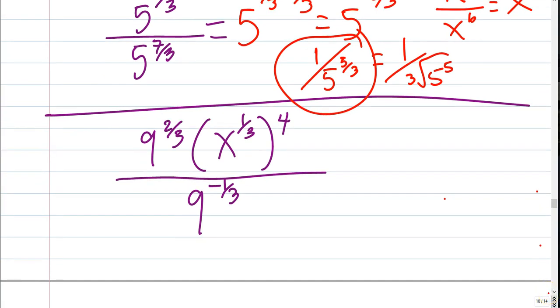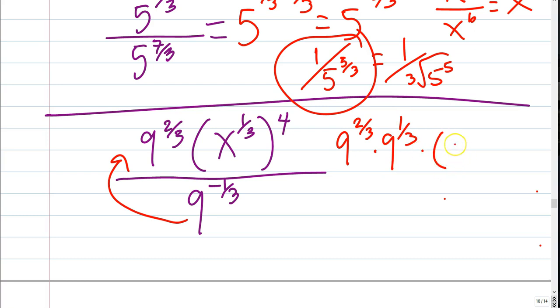For instance, 9 to the 2/3, x to the 1/3, all raised to the 4th, over 9 to the negative 1/3. How do we deal with this negative exponent? Well, when it was negative up here, we could bring it down. If it's negative on the bottom, we can bring it up. So what I end up with is really 9 to the 2/3 times 9 to the 1/3 times, how about x to the, here's a power rule, what is 1/3 times 4? What is 1/3 times 4 over 1? How about x to the 4/3?